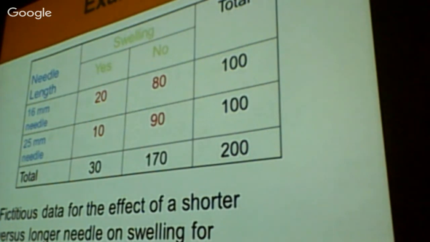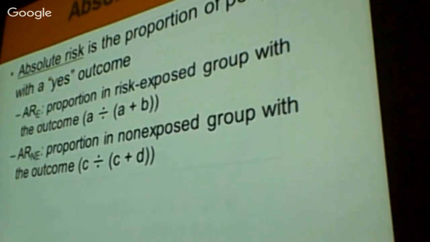Now, I'm phrasing it very carefully, because how we set up our contingency table depends upon what we're trying to measure. Ask yourself always, what is the exposure we're trying to measure? In this example, the exposure is the effect of the smaller needle. So the absolute risk in my exposure group is 20%. The absolute risk in my non-exposure group is 10%.